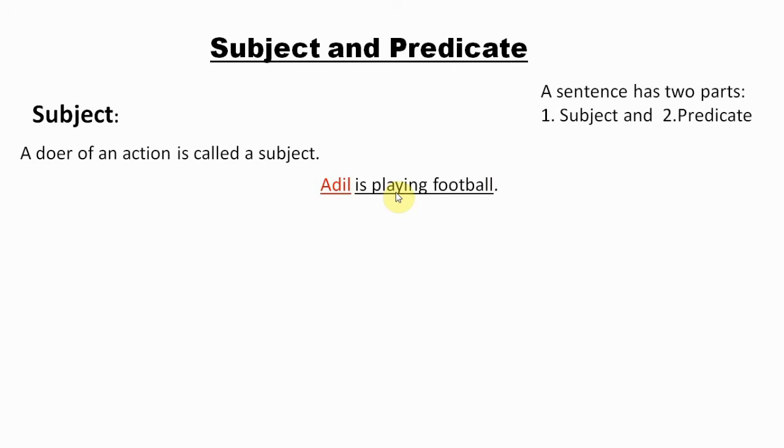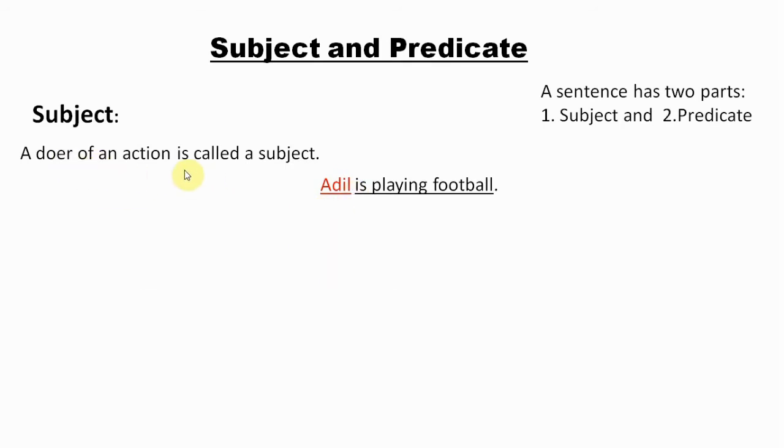Adil is playing football. Who is playing football? Adil. So who is the doer here? Adil. Adil is the doer. He is doing something. What is he doing? He is playing football. So, by asking about this group of words, we may get the answer. Who is playing football? Adil. So, Adil is the doer. You may call Adil doer or subject.